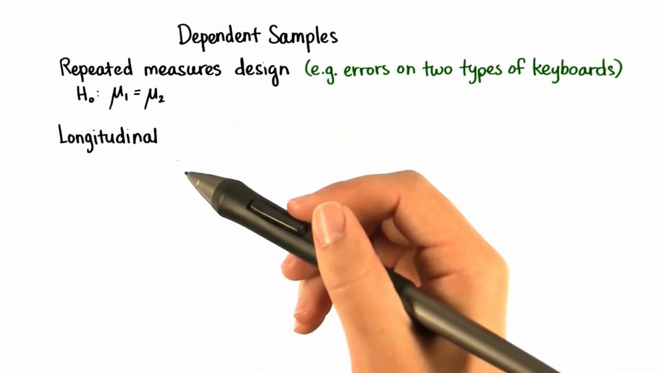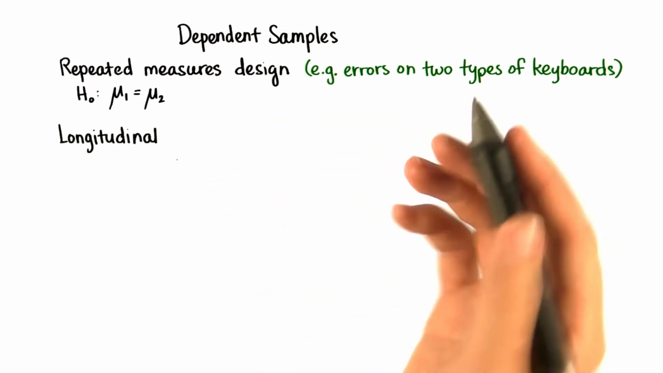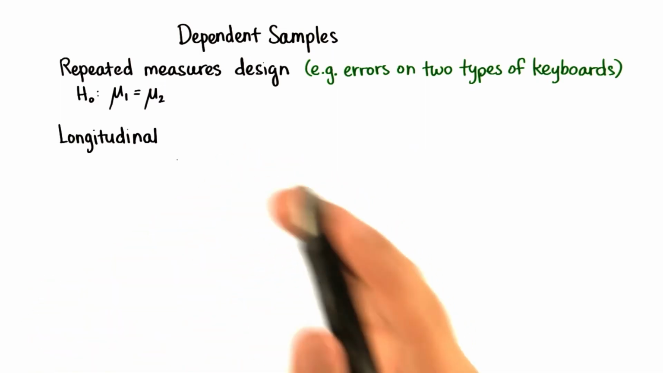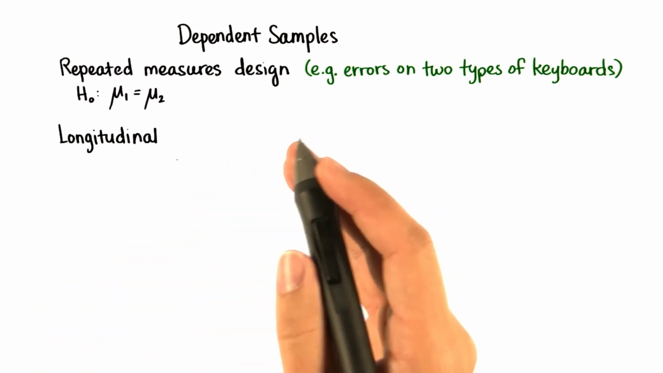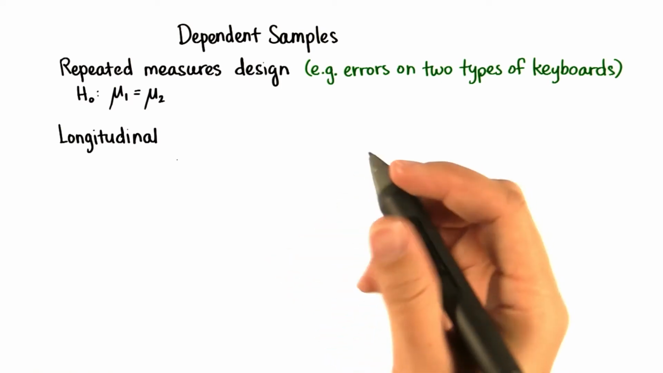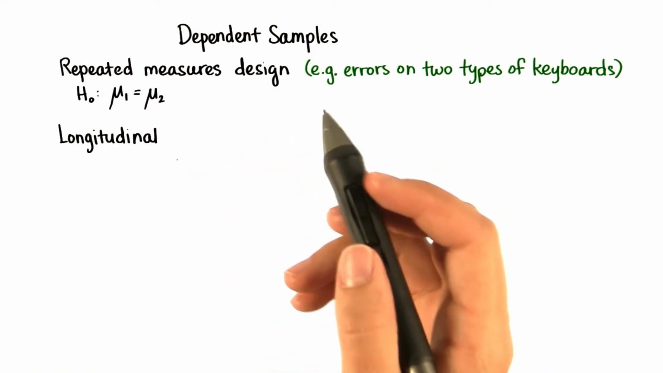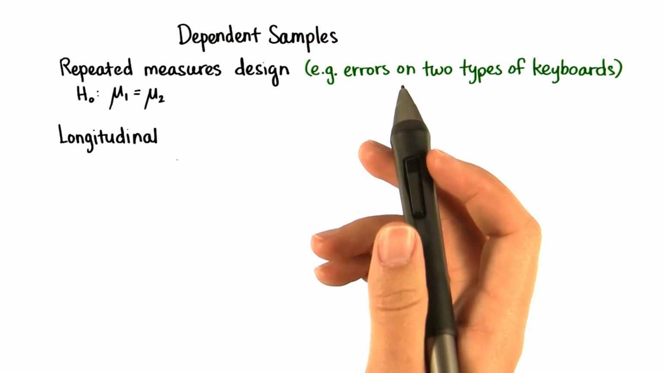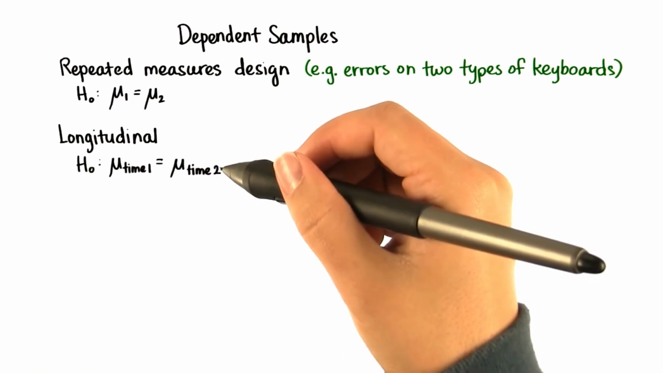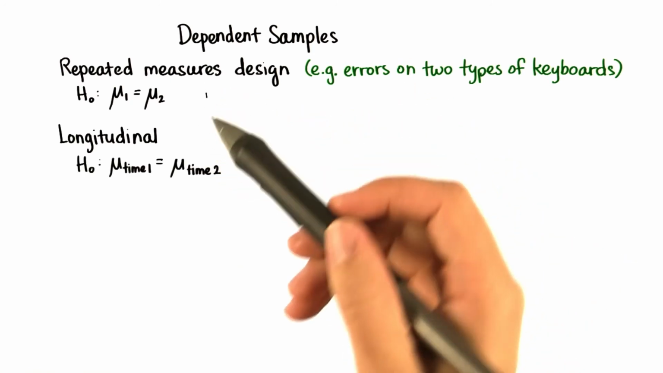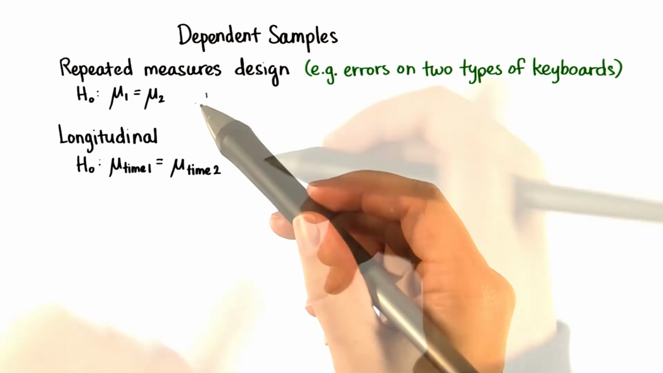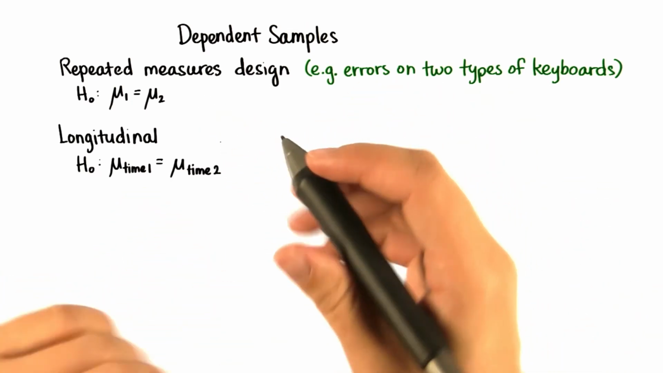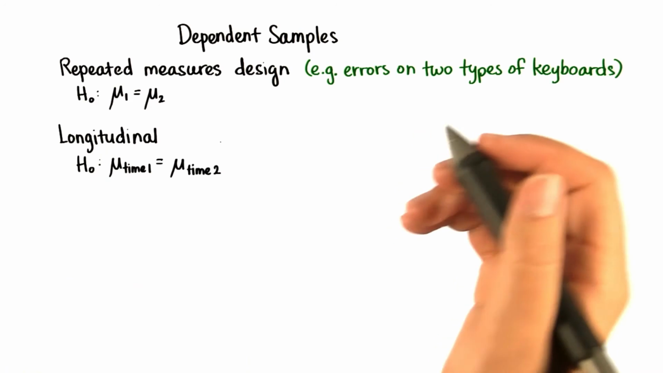One is a longitudinal design, where we measure a variable at one point in time, and then we measure the same variable for the same sample at a later point in time. And we want to know if there's a significant difference between the variable at time 1 and time 2. So the null hypothesis will be exactly the same symbolically as for a repeated measures design. Only with this design, we're putting a lot of time in between measuring the variables.